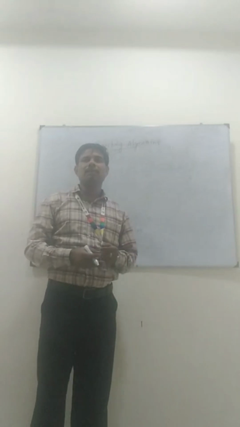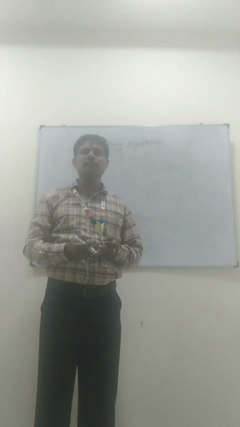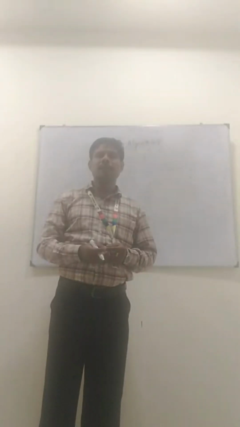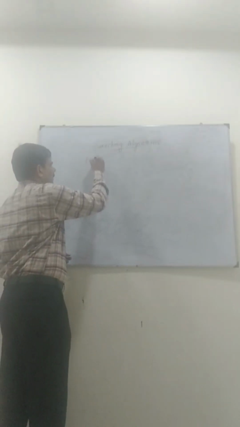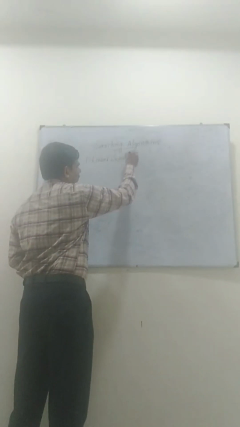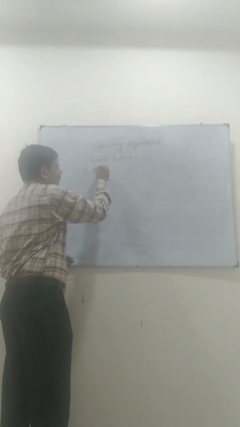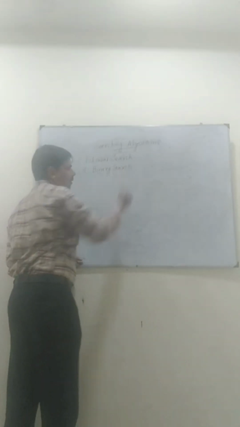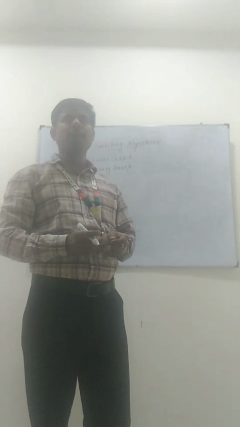Searching is the process of finding an element from a collection or an array. There are two kinds of searching process: one is linear search and the other is binary search. The first is the linear search algorithm, and the second is the binary search algorithm. Now we are going to discuss them one by one.